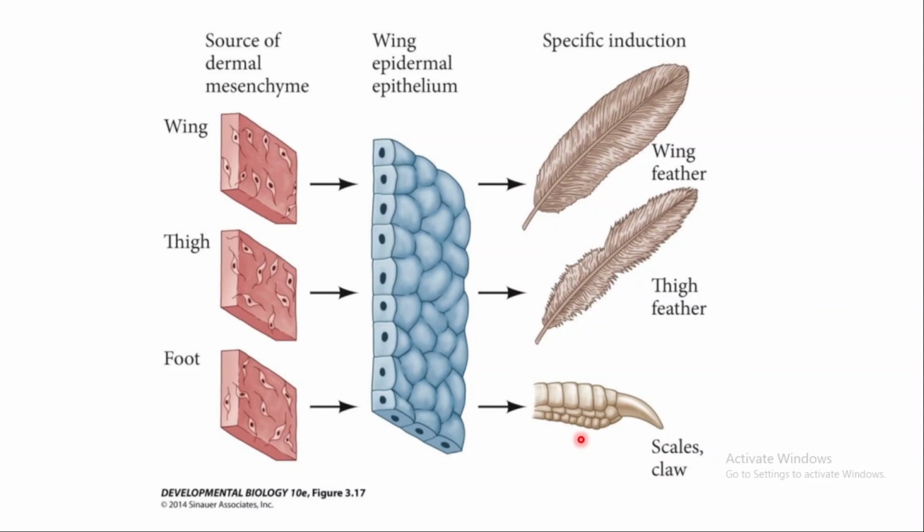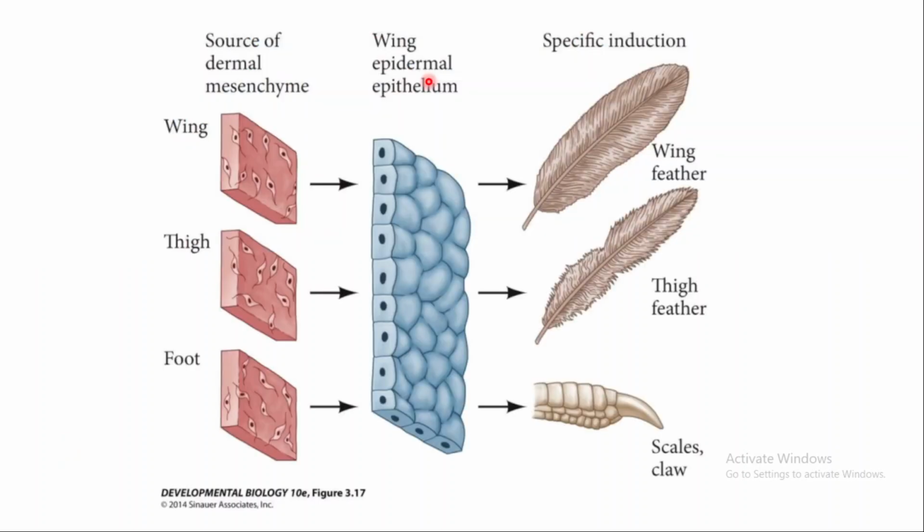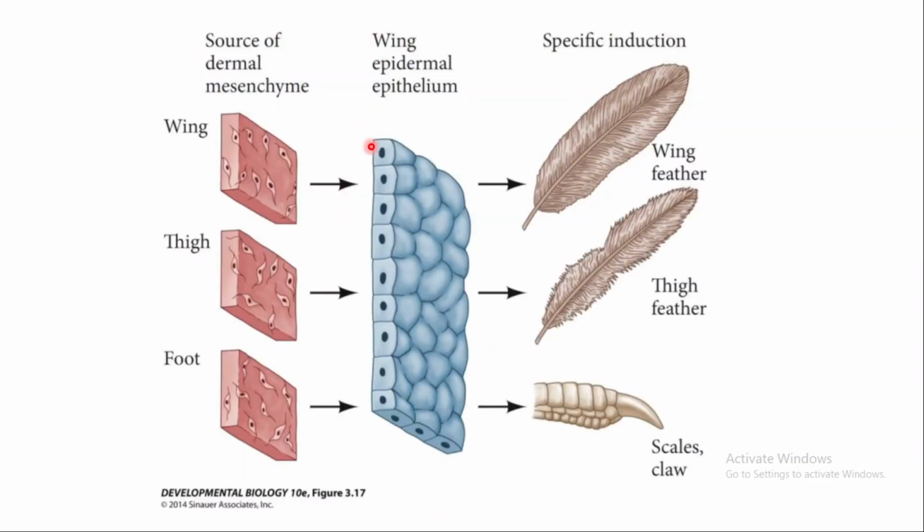All these mesenchyme, these pink tissue, are from species A. The mesenchyme is taken from a bird of species A, so the bird of species A has these pink tissue, and this blue tissue, wing epidermal epithelium, is from bird B. This is from the species B, as mentioned in the question. So now, where did we fall back? Where did we make the mistake?